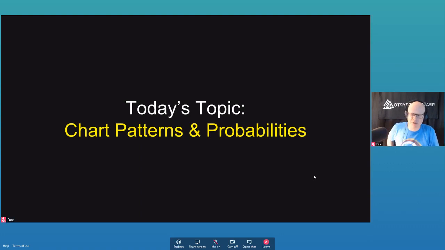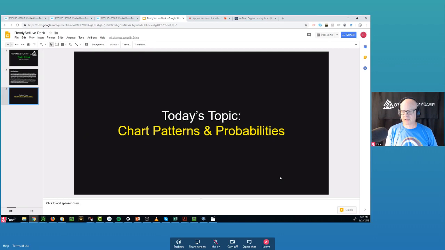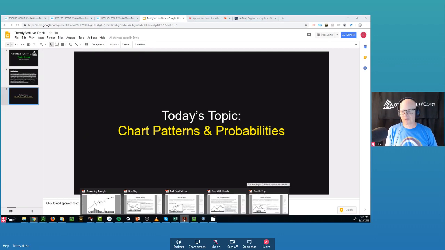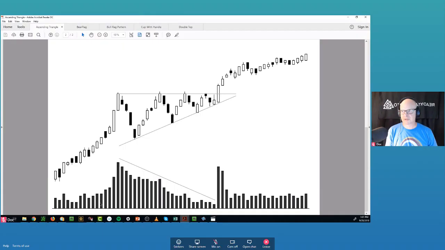There is a gentleman by the name of Thomas Bulkowski, that I want you to get to know. And he can talk to you about chart patterns and probabilities. So what I'm going to do is bring up something that I did many, many years ago. These are flashcards that I built a long time ago, back in 2005.